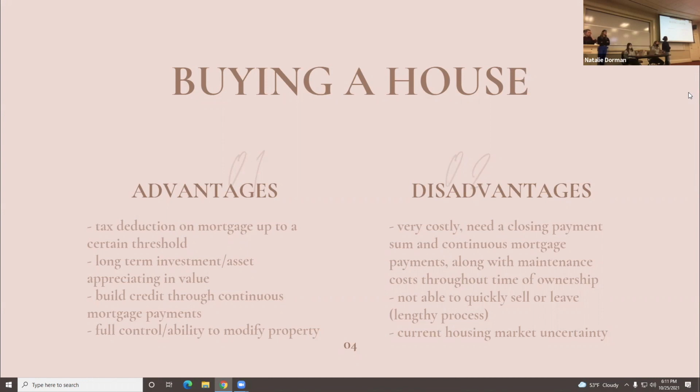And then not being able to sell quickly or leave, so it's a lengthy process to put your house up for sale, if you decide you need to move to a different city, or if you lose a job and take a job somewhere else. And so that's one of the reasons that it's probably not what college age kids are going to do, or when we first are out of college, because we'll be moving around and switching jobs frequently. And then also just the current housing market is very uncertain.